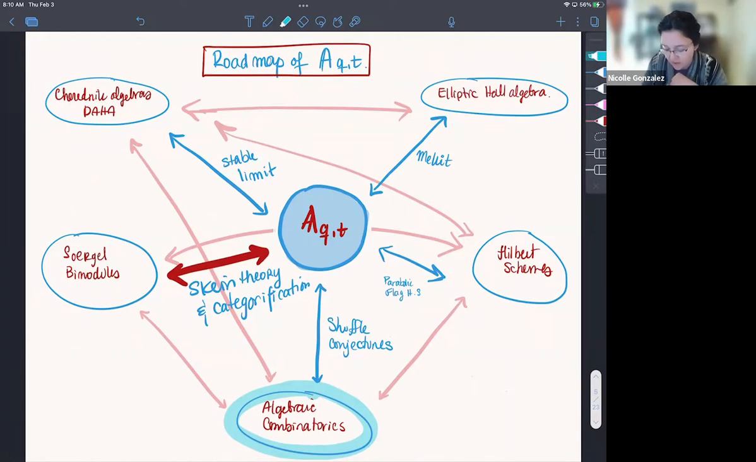A_{q,t} in some sense contains the elliptic Hall algebra. This is work of Mellit. Its representation, which I'm going to tell you a lot more about in a second, is actually related to a certain stable limit of representations of the DAHA. And then when looking at this, Matt and I thought, wouldn't it be nice if A_{q,t} was in some sense related to Soergel bimodules? It seems like there should be a natural link.